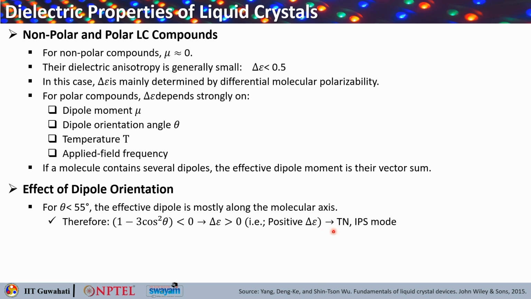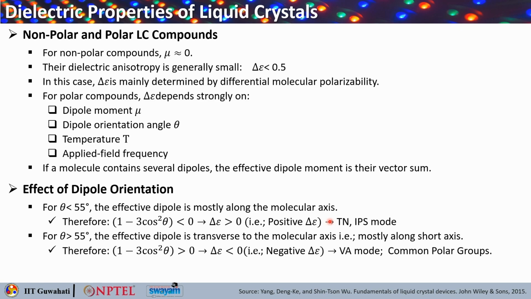So, with a positive delta epsilon, you must operate in the twisted nematic or IPS mode. When theta is greater than 55 degrees, the effective dipole is transverse to the molecular axis, mostly along the short axis. In this case the 1 minus 3 cos square theta term is positive. That means your delta epsilon comes out to be negative, and that is typically the VA mode, vertical alignment mode, which is common for polar groups.